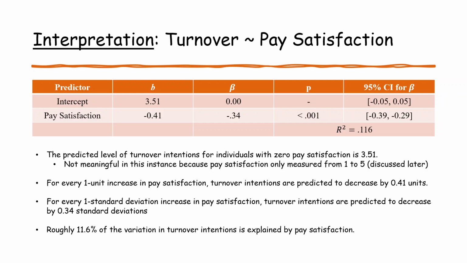And then for the interpretation of the standardized slope, for every 1 standard deviation increase in pay satisfaction, turnover intentions are predicted to decrease by 0.34 standard deviations. Again, that's this right here, our standardized regression slope. And then finally, for our model R-squared, roughly 11.6% of the variation in turnover intentions is explained by our regression model, which in this instance is just one variable. It's just pay satisfaction.